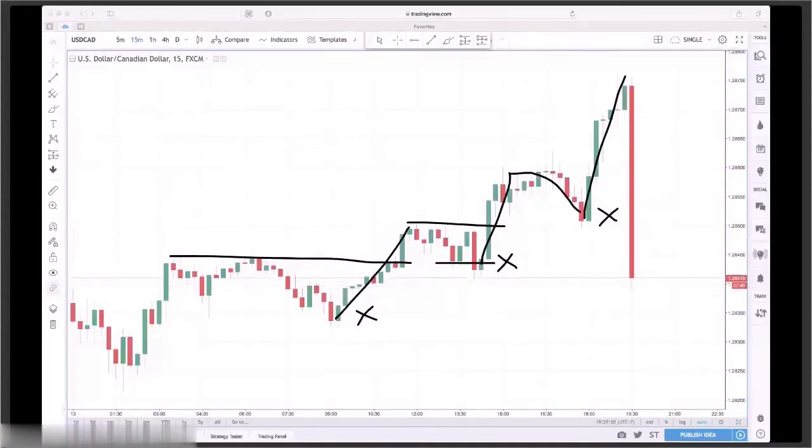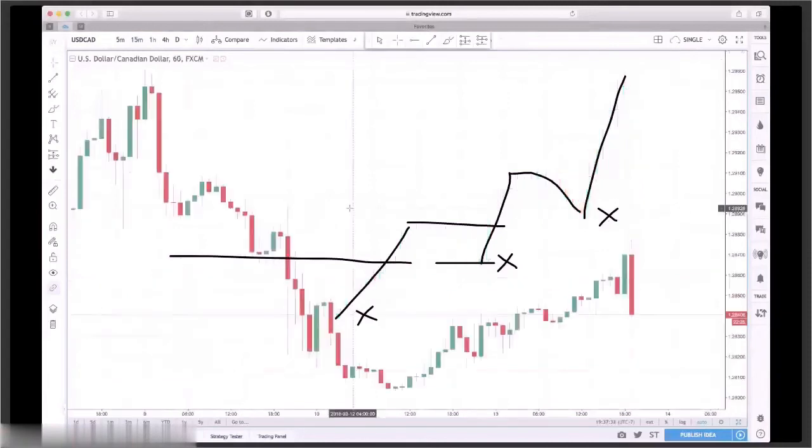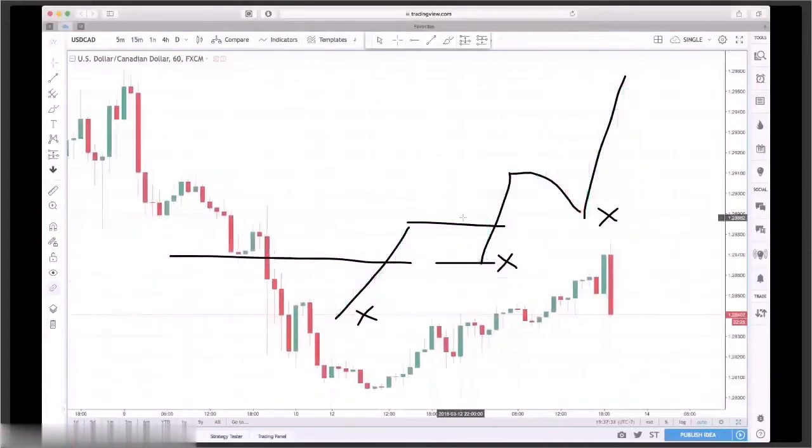Okay, so how do I know these levels are going to hold, or if a news event like this comes out, they're just going to crash through? Let's have a look at this. Let's go up the time frame. Okay, now here we are.